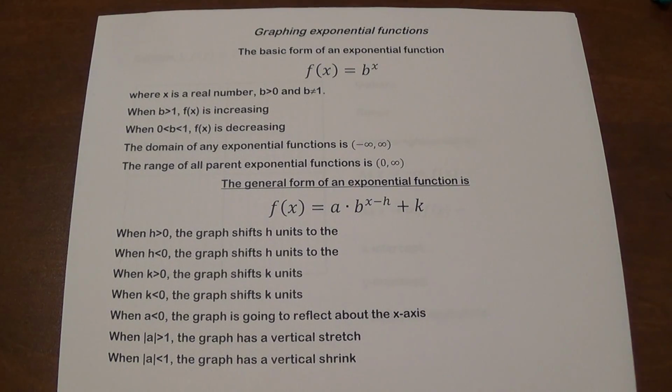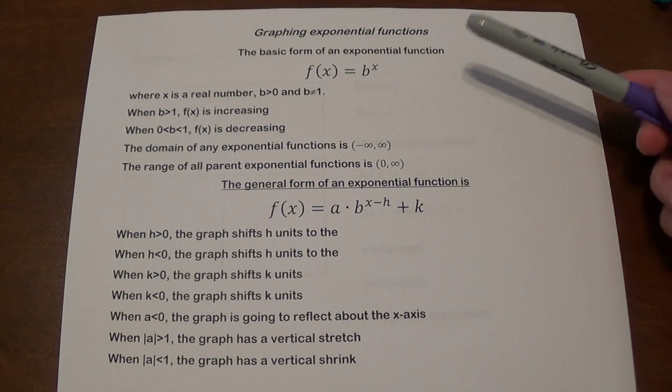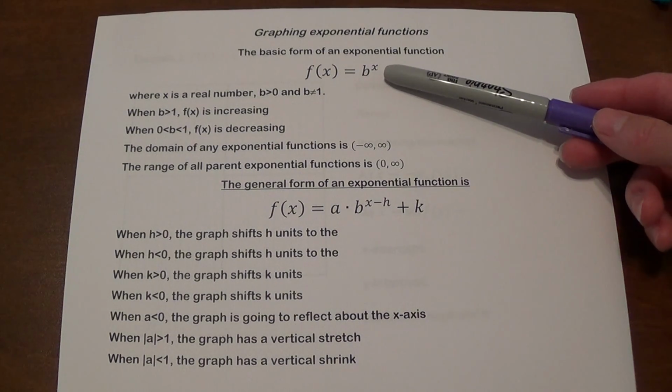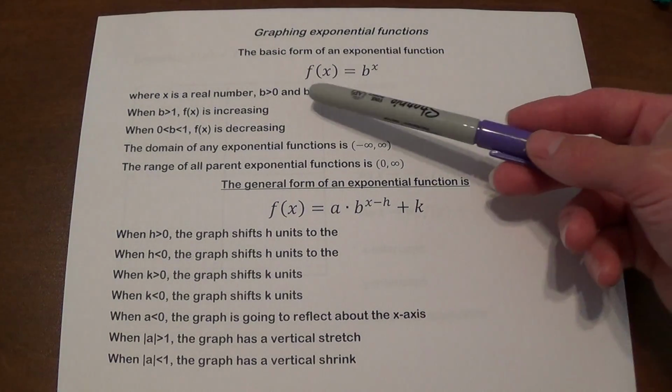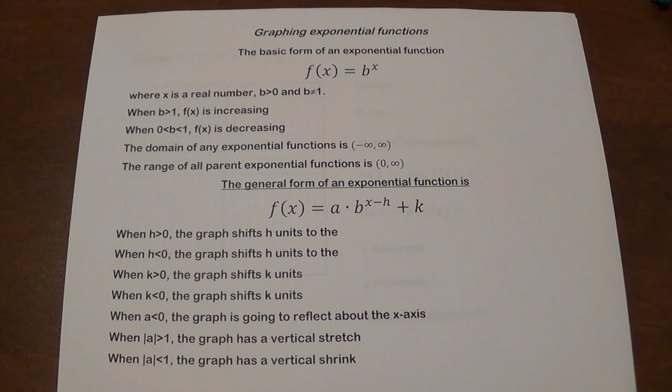Hi, this video is on graphing exponential functions. So this is assuming that you already know some of the basics. The basic form of the exponential function is this, just a quick reminder: b to the power x. B has to be a positive number, it does not equal 0. When b is greater than 1, the function will be increasing. When b is less than 1, the function is going to be decreasing.